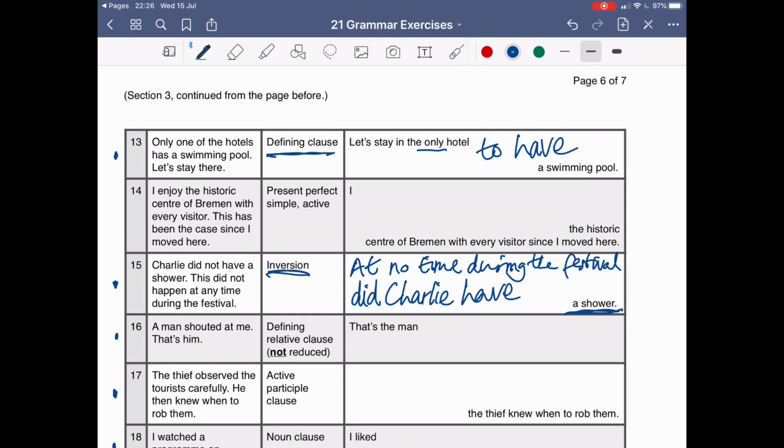16. A man shouted at me, that's him. Defining relative clause. So that means we're going to have information that we need to understand what we mean by the man. And it's not reduced. That's a man who shouted at me. No comma.